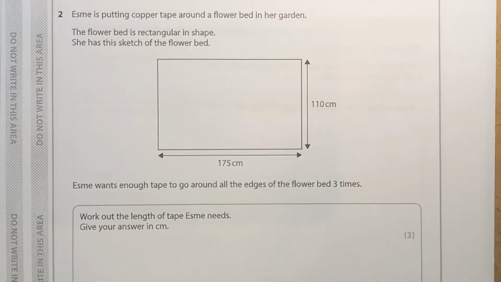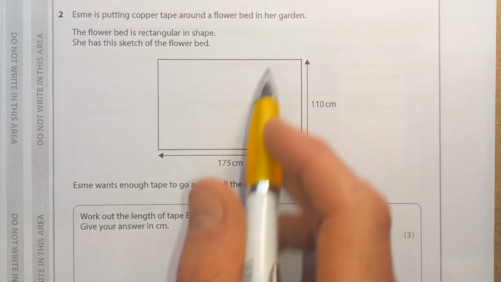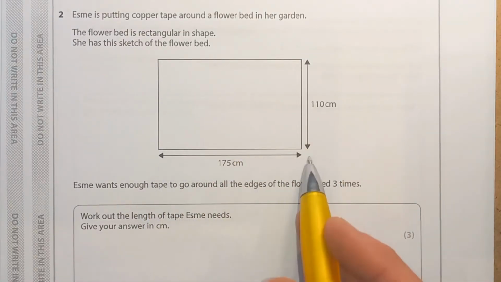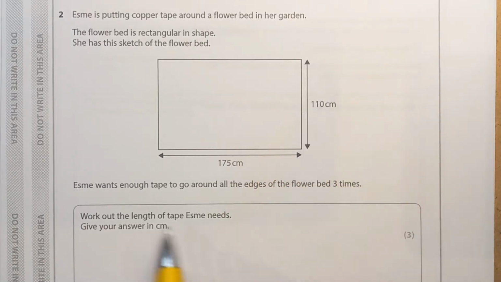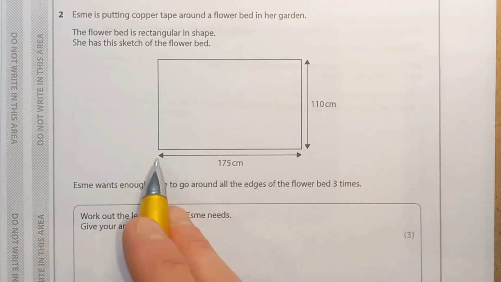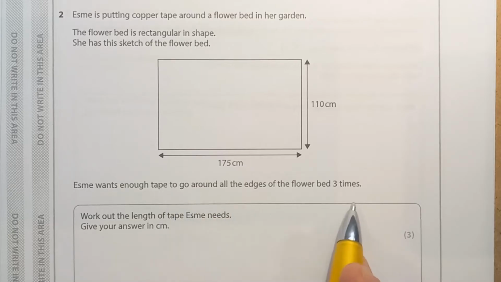Question 2. Esme is putting copper tape around a flower bed in her garden. The flower bed is rectangular in shape. She has this sketch of the flower bed. Okay, so we've got, it's 175 centimetres wide and 110 centimetres deep. Or long, however you want to describe it. It doesn't matter which words you use, as long as we know we've got the 2 different dimensions. Esme wants enough tape to go around all the edges of the flower bed 3 times. Work out the length of tape Esme needs.